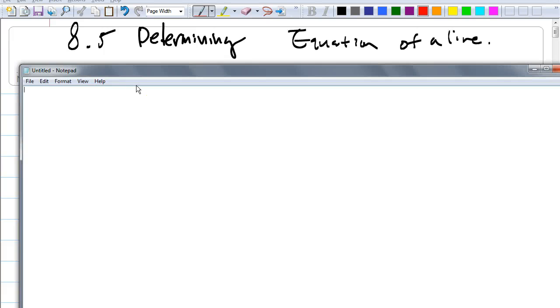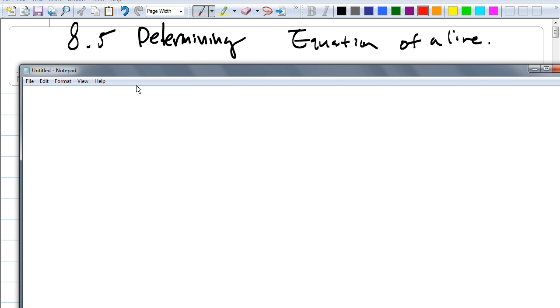Okay, today we're going to learn how to find an equation of a line when they give you some information. So that's what this section is about, determining the equation of a line. Today, all you have to do is come up with an equation of the line when they give you some information about the line.